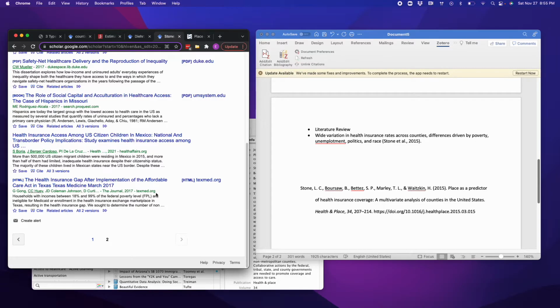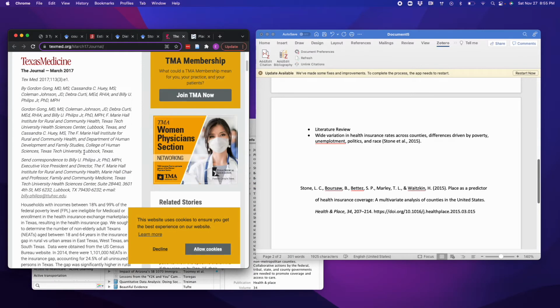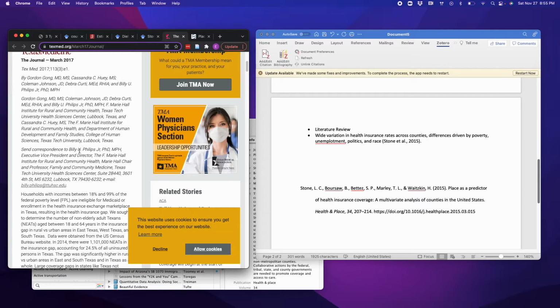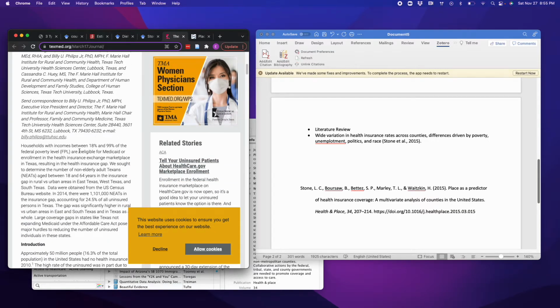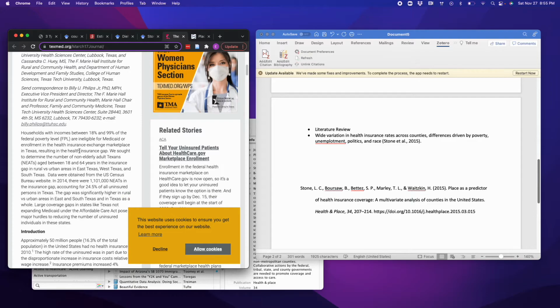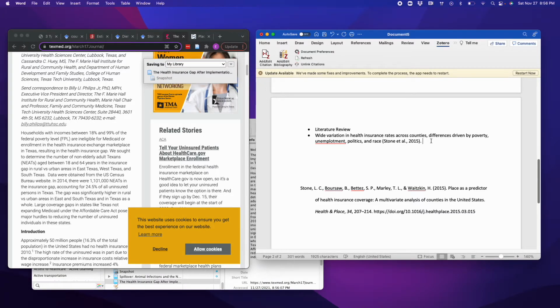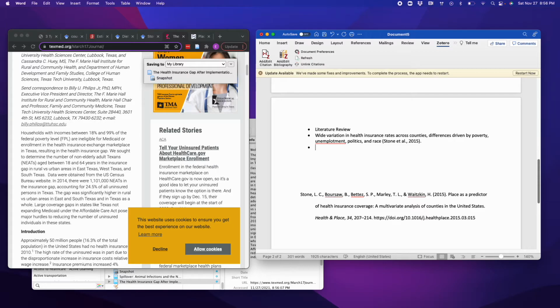Health insurance gap after the Affordable Care Act was implemented. Let me take a look at that. And so this article is making an argument that the Affordable Care Act, Obamacare, left a sort of gap for low-income individuals that wasn't being filled, right? And so I can cite that as well. That's useful to understand.